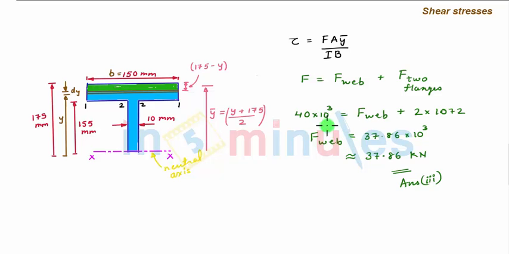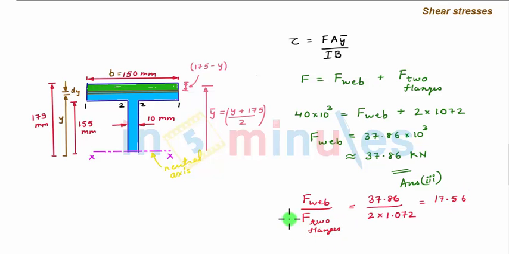Now if we compare the shear force carried by the web and the shear force carried by the two flanges, we see that the shear force carried by the web is equal to 17.56 times the shear force carried by the two flanges. So with this, our problem is over.